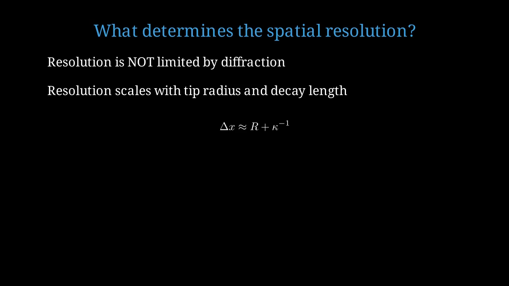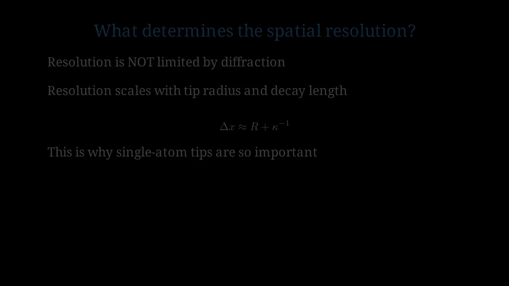The resolution delta x is approximately r plus kappa to the negative 1, where r is the tip radius, and kappa to the negative 1 is the decay length, about 1 angstrom. This is why having a single atom tip apex is so critical. If the tip has multiple atoms at the apex, you get multiple tunneling channels, and the image becomes a convolution that loses resolution.